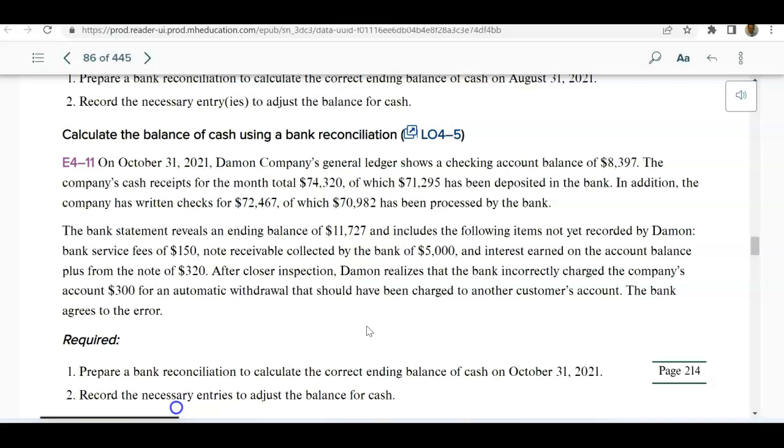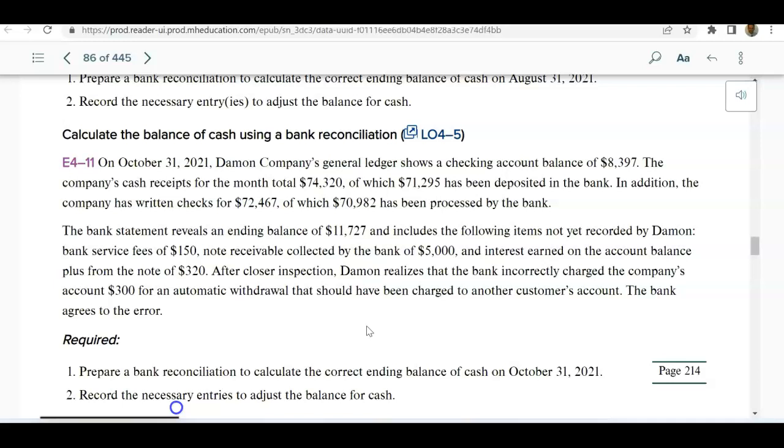In addition, the company has written checks for $72,467, of which $70,982 has been processed by the bank. That means the difference is outstanding checks not processed by the bank. So 72 minus 70, that's the outstanding checks.